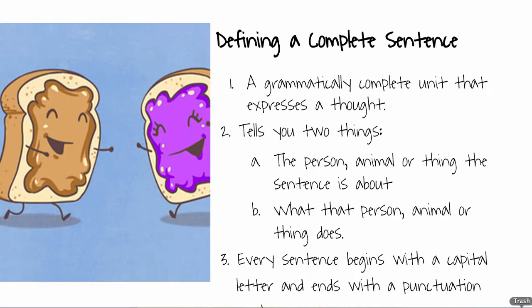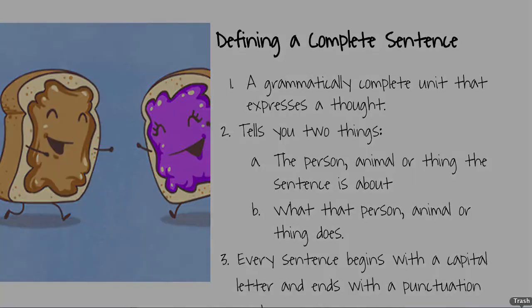So first, to define a complete sentence, and this is a review from our previous complete sentence video. A complete sentence is a grammatically complete unit that expresses a thought. It tells you 2 things: the person, the animal, or the thing the sentence is about, and what that person, animal, or thing does. Every sentence begins with a capital letter and ends with a punctuation mark, like a period, exclamation point, or question mark.